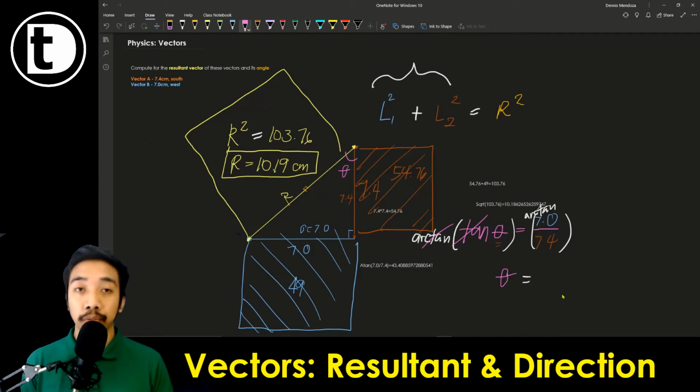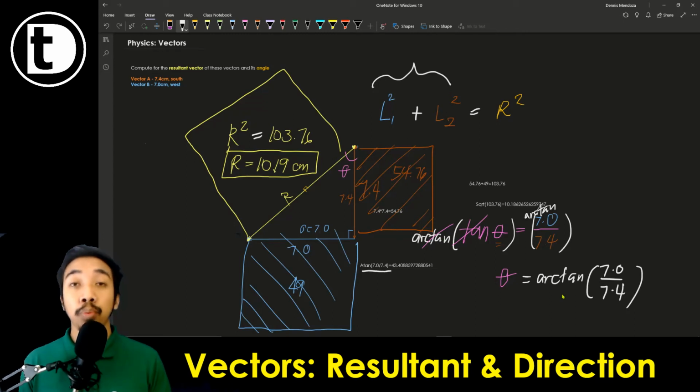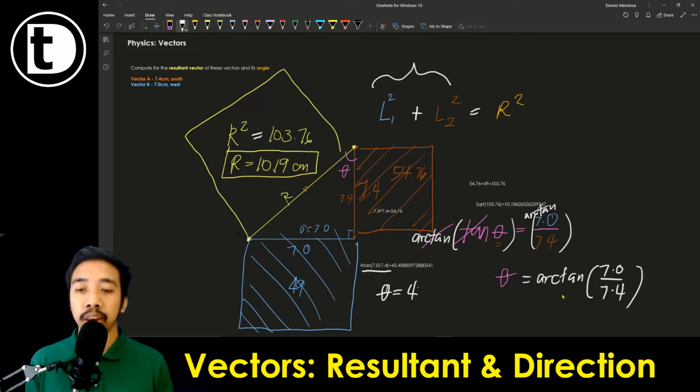Okay, you follow? So we can see it visually, right? And on the other side, it's just going to be arctan, open parentheses, 7.0 over 7.4. That's the reason why I wrote here a tan 7.0 over 7.4, which is 43. So your theta here, the pink one, is equal to 43 point, let's just have it as 41 degrees. But are we done?